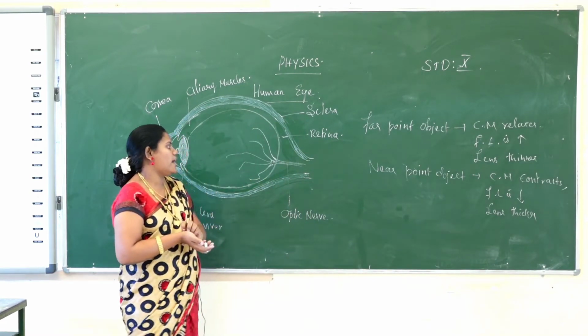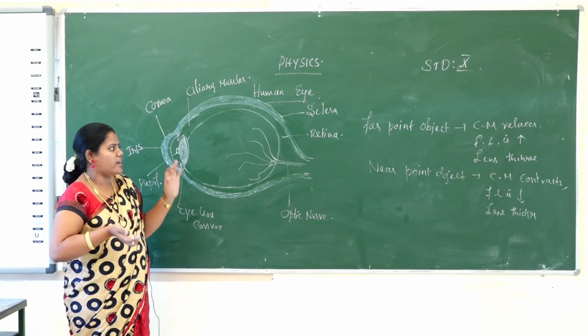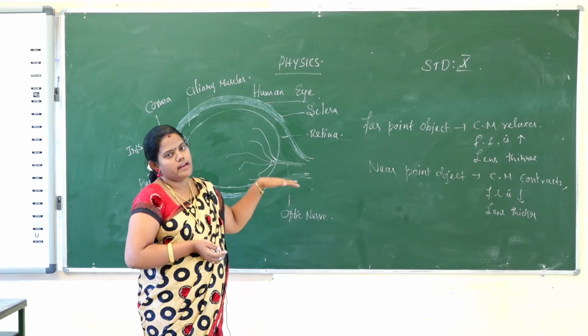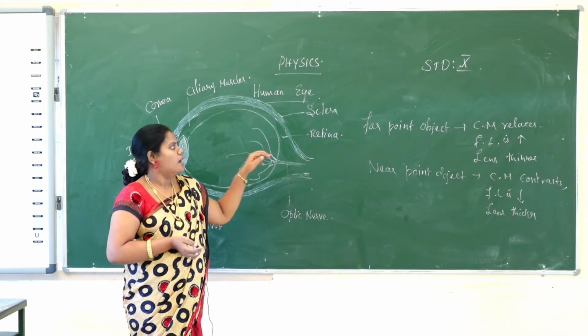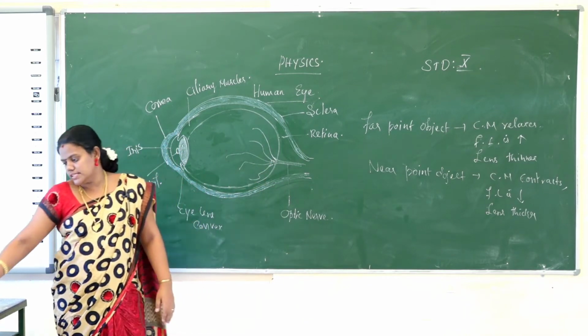So first I explained the parts of the eye and the working of the eye, then how the power is accommodated in the eye, and third, what is persistence of vision, and the far point and near point of the eye. So next we will discuss that.